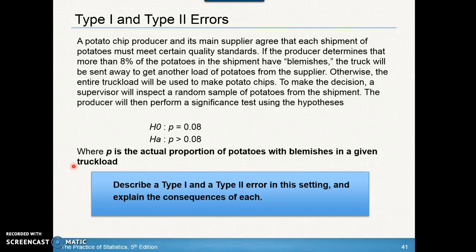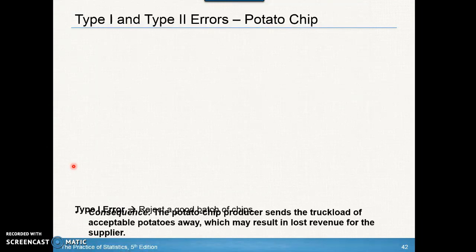What I want you to do is describe a type 1 and type 2 error and explain the consequences of each. And when it says describe a type 1 and type 2 error, that doesn't just mean like, oh, a type 1 error, the null is true, but we reject it. Type 2 error is the null is false, but we fail to reject it. What is it in context? And let's see what that looks like.